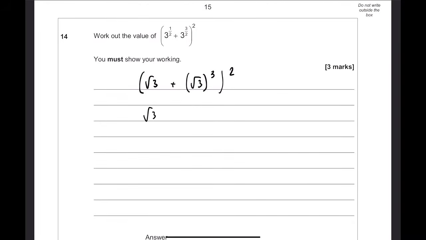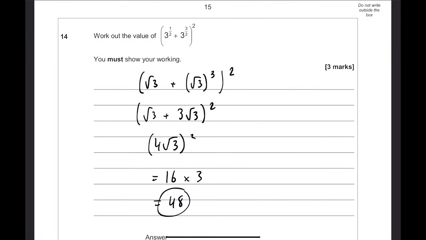So I'm going to rewrite this as root 3 plus 3 root 3 squared, which simplifies to 4 root 3 squared, which is going to be equal to 16 times by 3, so our answer is 48.